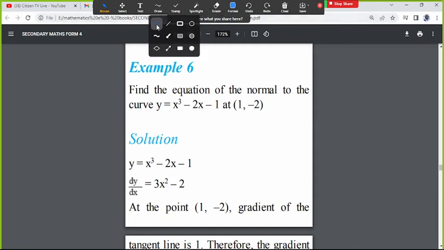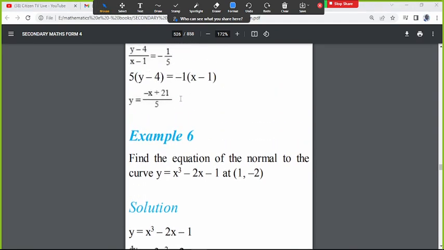Example 6. Maxi, read example 6. Find the equation of the normal to the curve y equals x cubed minus 2x minus 1 at (1, negative 2).